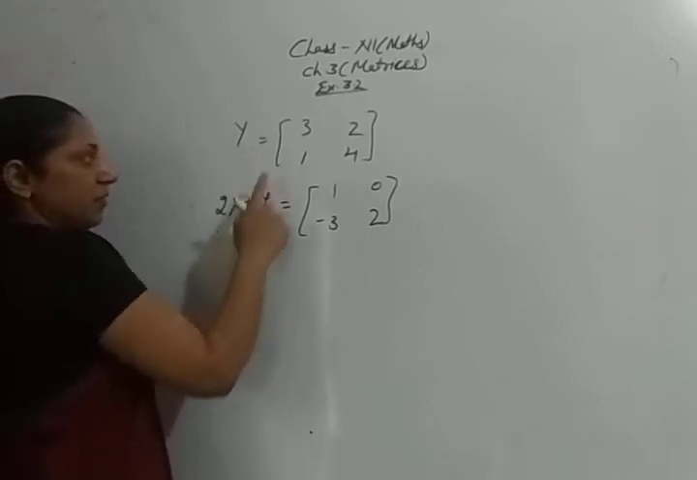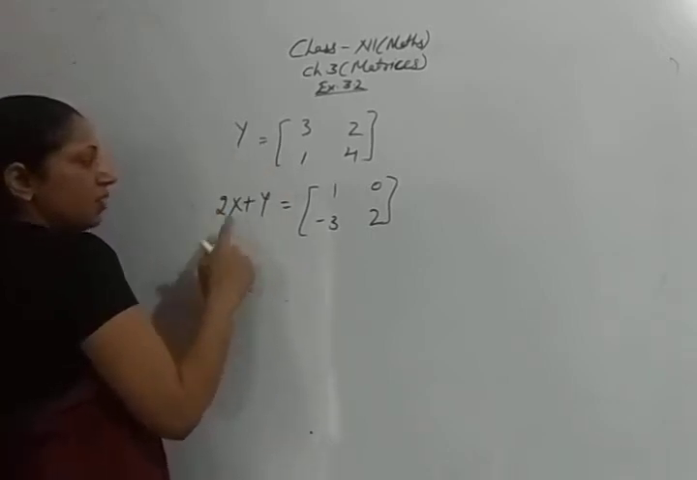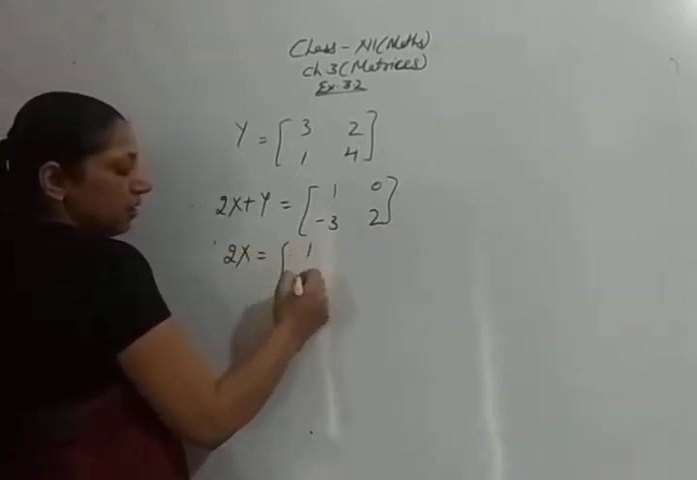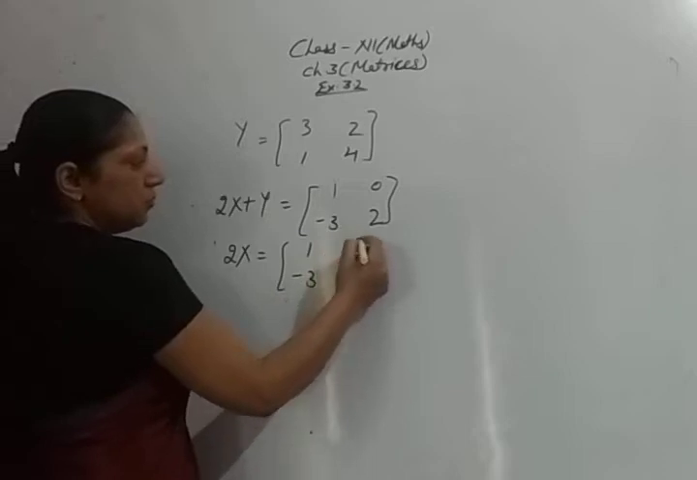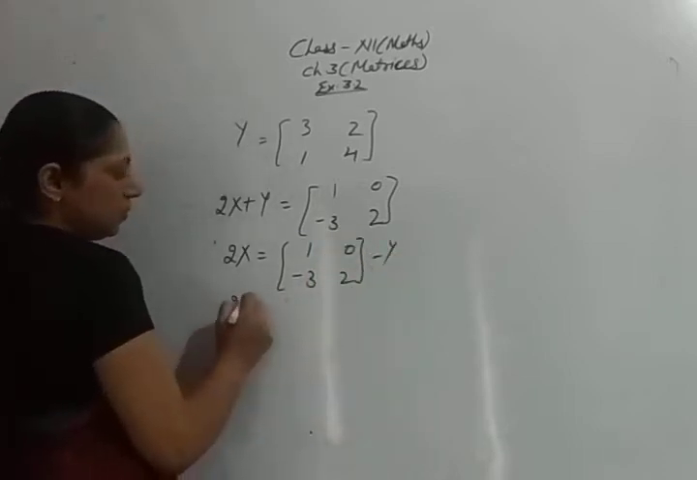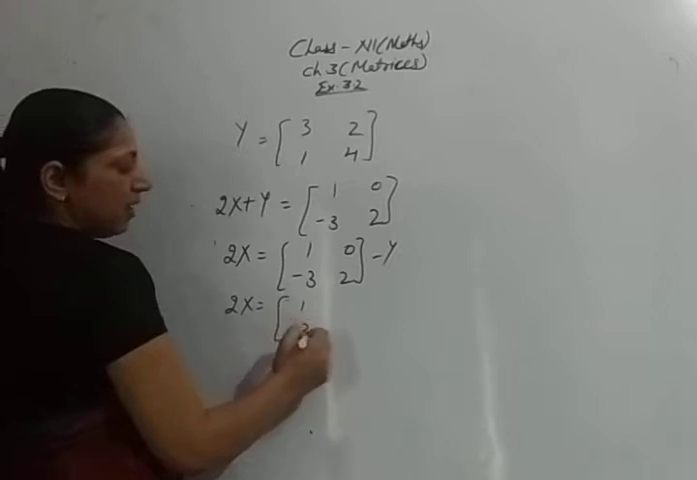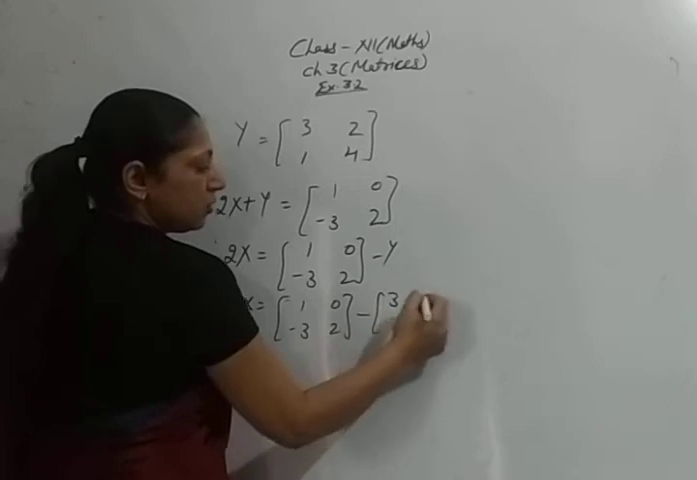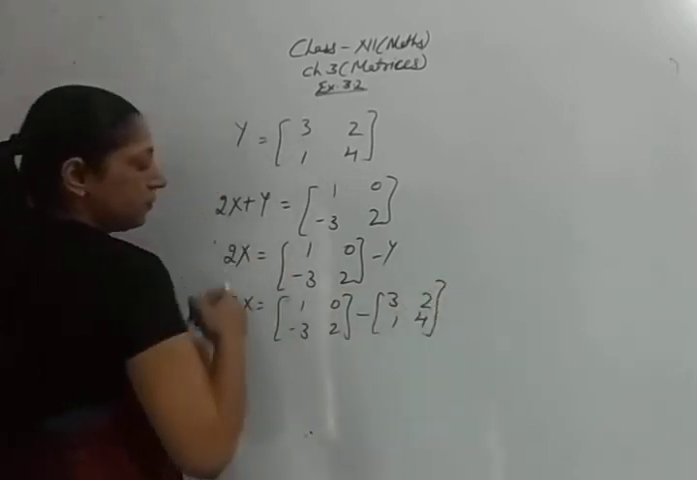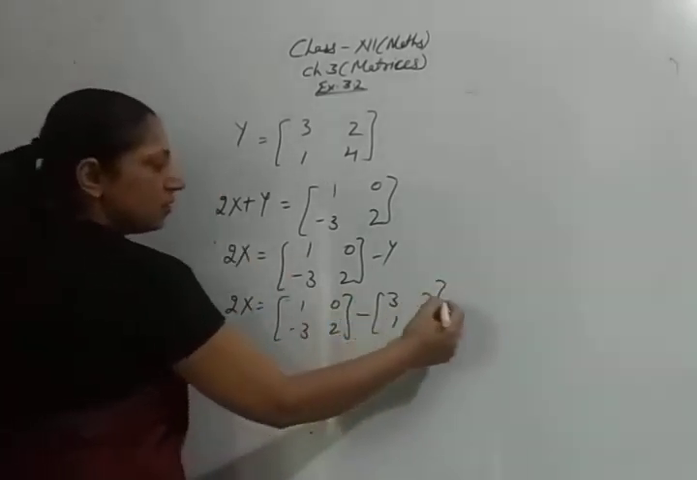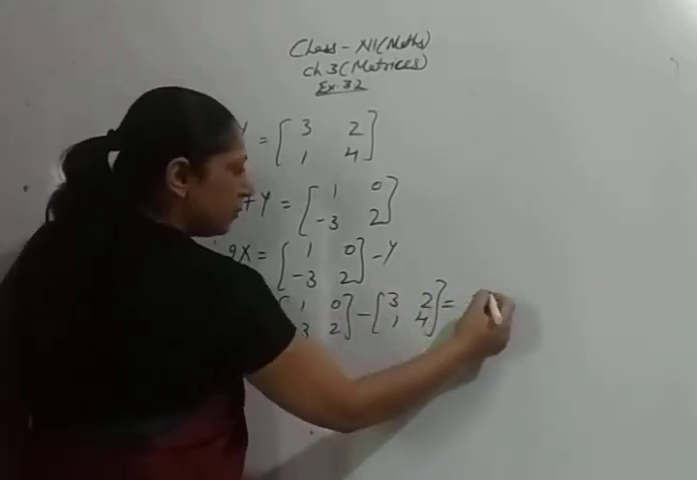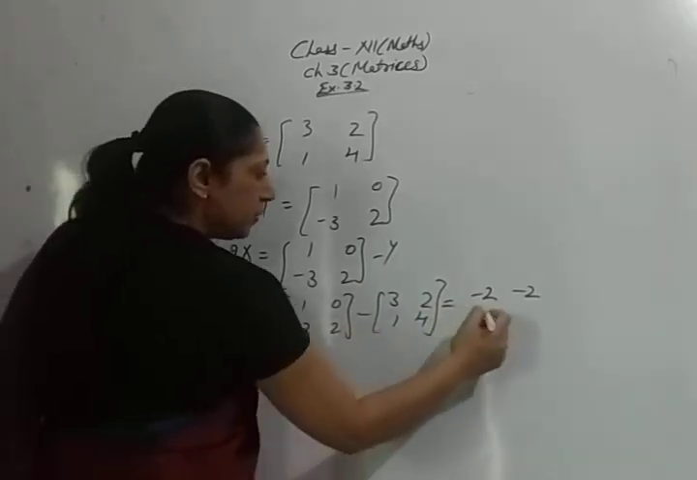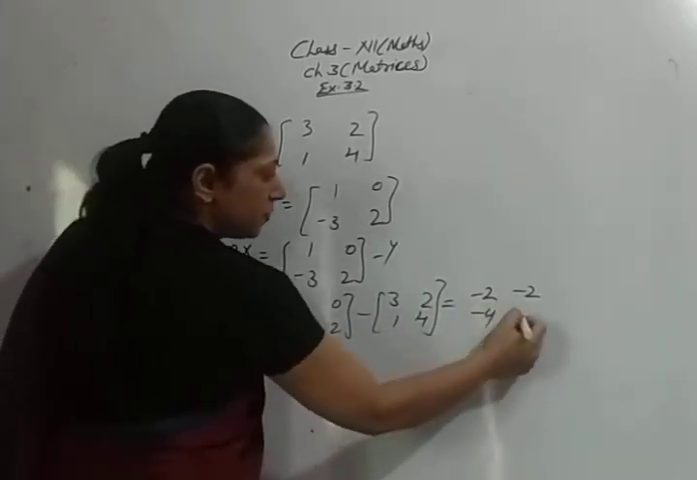Now the value of y is given, so put this value in this equation. y is plus here, on the right side it will be minus, so 2x is equal to [1, minus 3; 0, 2] minus y. Y is [3, 1; 2, 4]. So subtract this, we will get 1 minus 3 is minus 2, minus 3 minus 1 is minus 4, 0 minus 2 is minus 2, 2 minus 4 is minus 2.